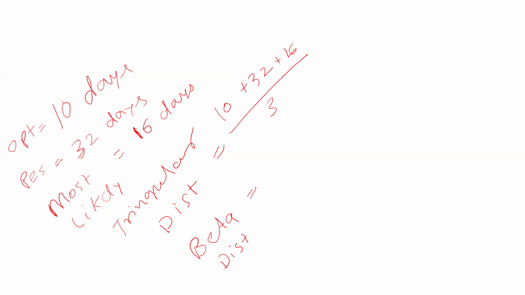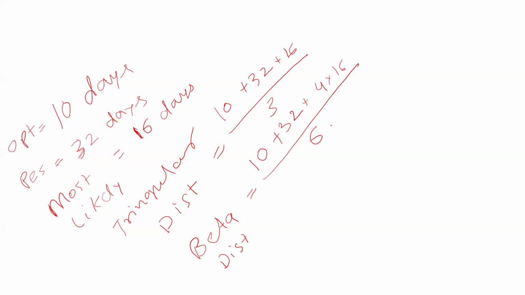It's called beta distribution. In the beta distribution, what do they do? They take optimistic plus pessimistic plus 4 times most likely, so 4 multiplied by 16. Whatever it comes to, they divide it by 6. Remember, on top also you have taken 6: pessimistic, optimistic, and 4 times. So 6 divided by 6. This will be called beta distribution. The advantage of beta distribution is that here also you are listening to the optimist and pessimist view, but at the same time you are giving more importance to the most likely.